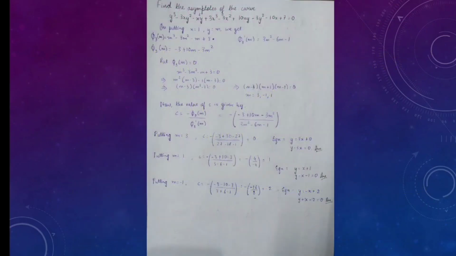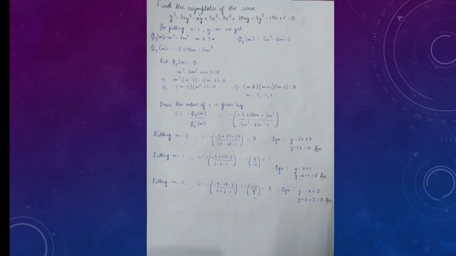Question is, find the asymptote of the curve y cube minus 3xy square minus x square y plus 3x cube minus 3x square plus 10xy minus 3y square minus 10x plus 7 is equal to 0. So on putting x is equal to 1 and y is equal to m, we get in the 3 degree term phi 3m is equal to m cube minus 3m square minus m plus 3, and in the 2 degree term phi 2m is equal to minus 3 plus 10m minus 3m square.